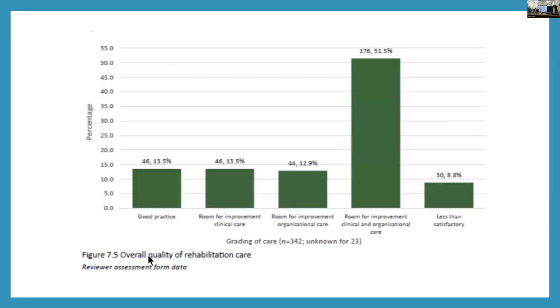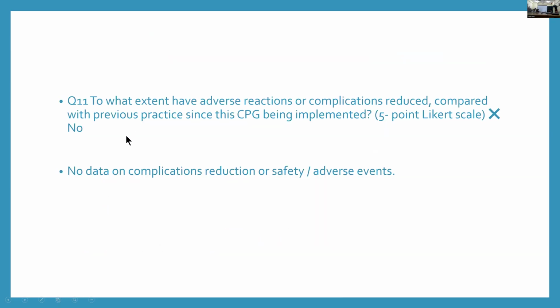They have given an overall quality of rehabilitative care. That's also been reported. Question 11 was, to what extent have adverse reactions or complications reduced compared with previous? This can be given on a 5-point Likert scale. So in this particular guidelines audit, they have not looked at any data for complications or adverse effects.